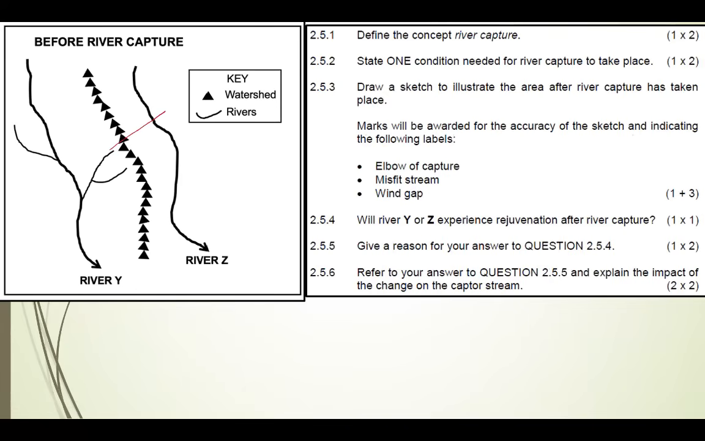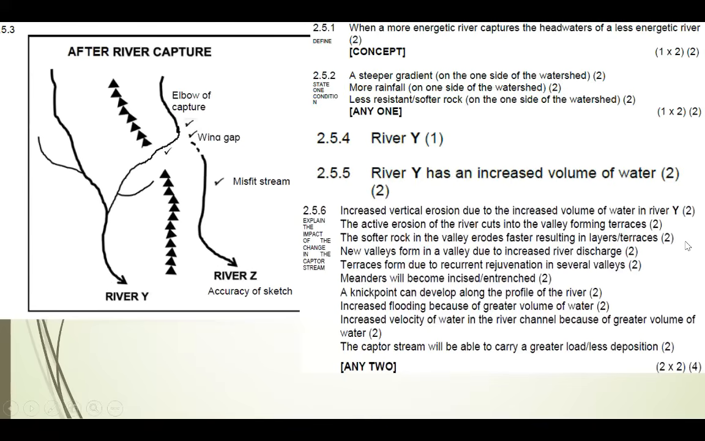So we have already explained what will happen after a river takes water from another river. It is going to have more water. It's going to flow faster. It's going to have increased vertical erosion. The active erosion will cut into the valley, forming terraces in the softer rock.